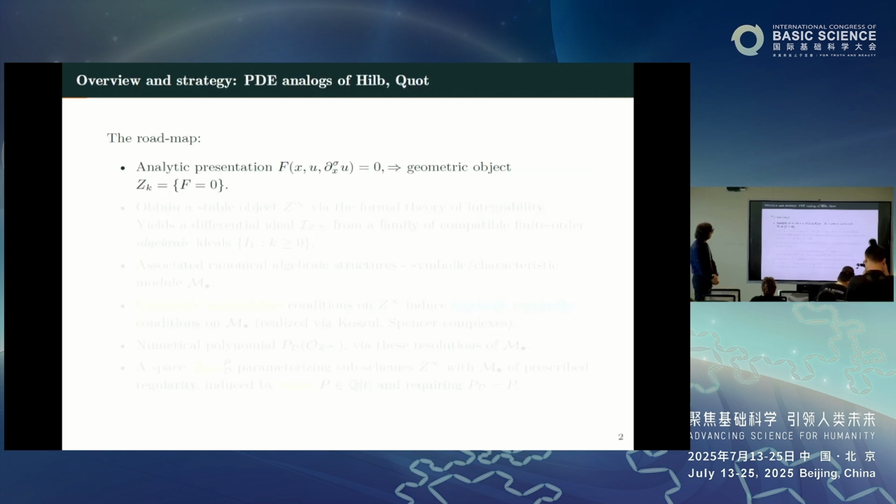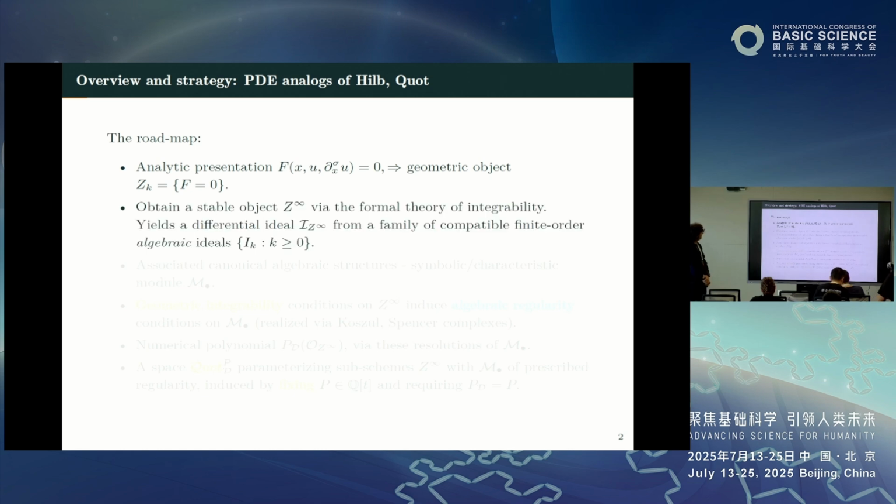So the roadmap to my talk is actually starting from analytic presentations. These are differential equations. We look at them and we make some geometric object, or maybe geometric spaces, a space of solutions to these differential equations. And this is the core of this presentation. So we are not interested in a given differential equation and its solution space. We are given many, infinitely many differential equations.